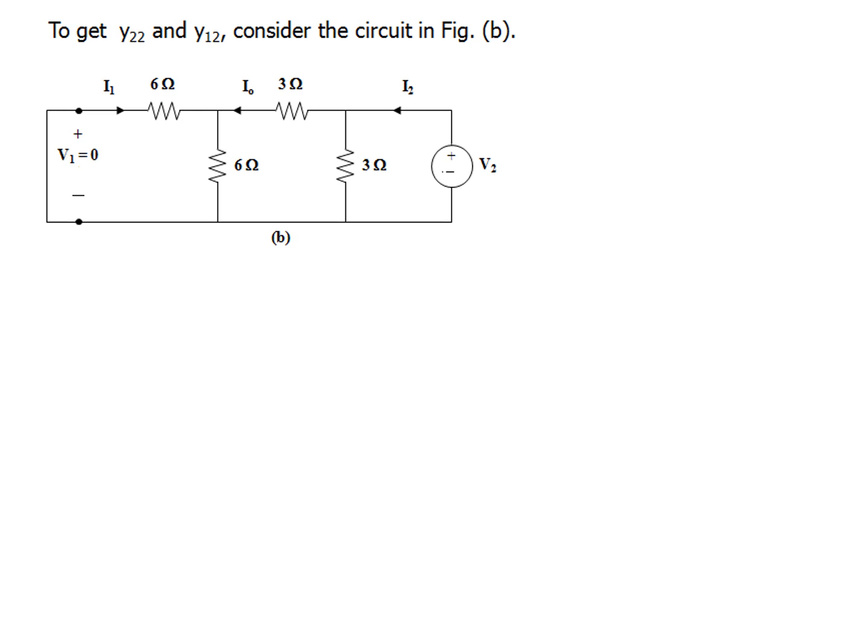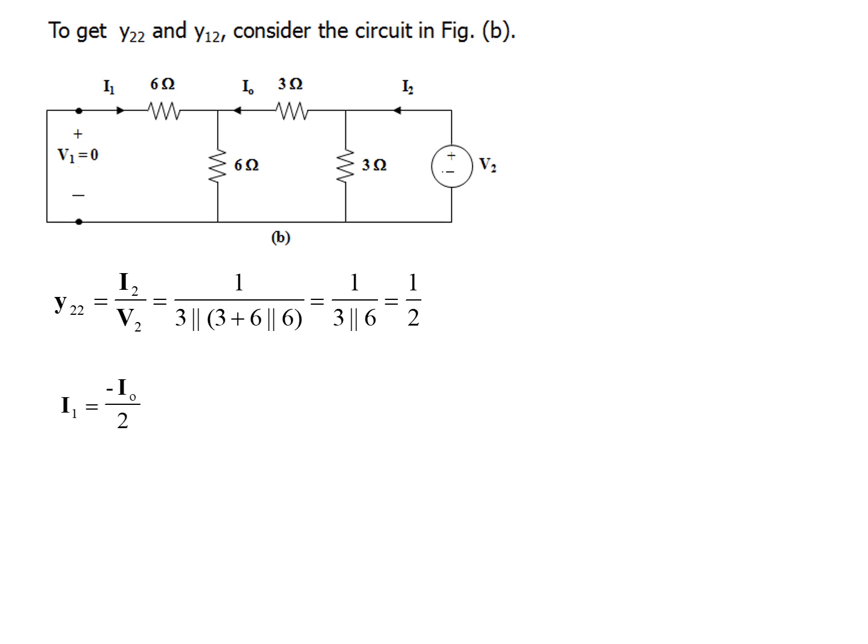Right, for Y22 and Y12, we'll short circuit V1 to make it 0, and at V2 we apply the voltage source. So Y22 is I2 over V2, or actually the output admittance, that is 1 over 3 in parallel with 3 plus 6 and 6 in parallel. So you can see that that is 1 over 3 in parallel with 6, and we get that as 1 over 2.